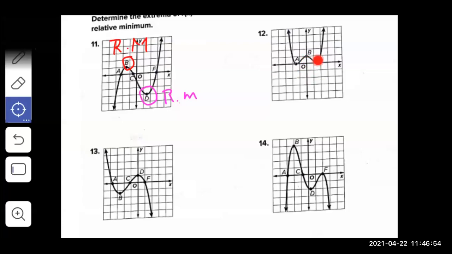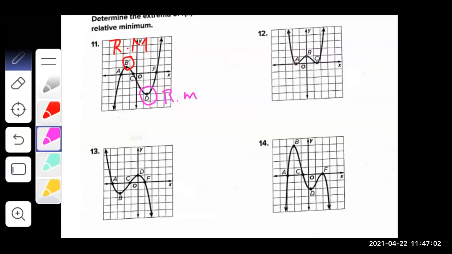Again, this one. What is the relative maximum or the relative minimum? Okay, let's see the graph. What is the relative maximum? What is the biggest value? B. This B is the relative maximum. Okay, that is supposed to be an M.